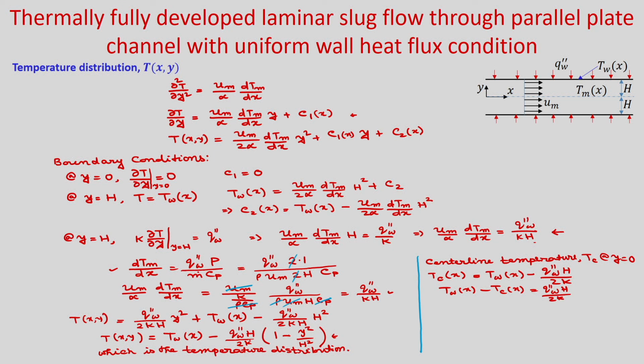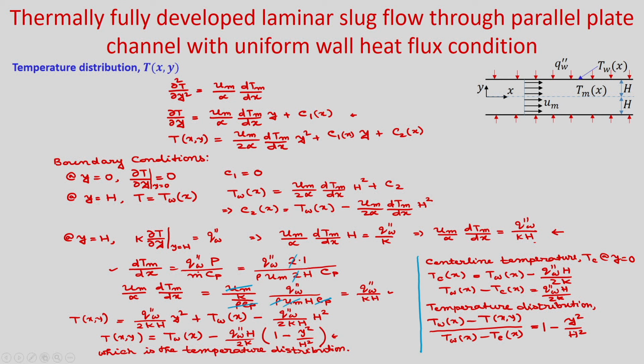If you put it here, you can write the temperature distribution in terms of the central line temperature. So it will be T w minus T x y divided by T w x minus central line temperature T c is equal to 1 minus y square by h square.